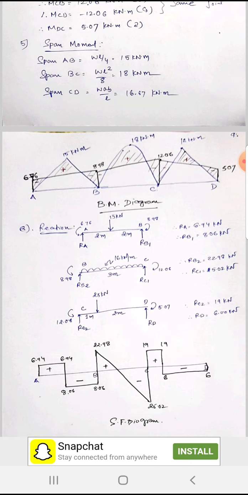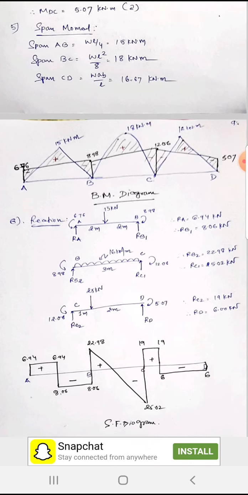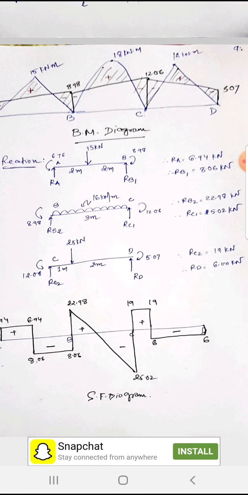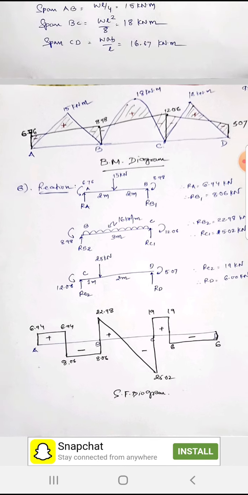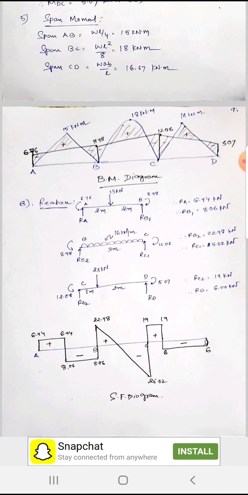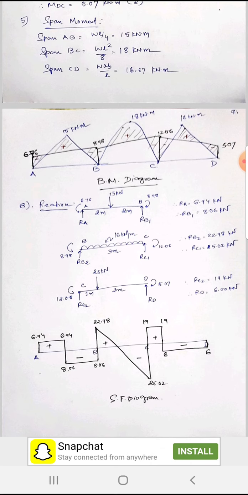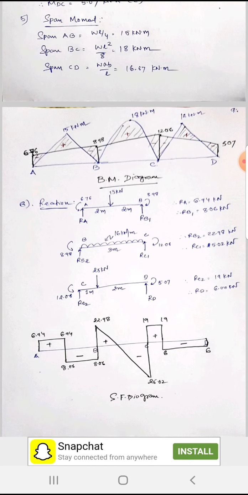In the same way, reactions give the shear force diagram. For 3 spans we get 6 reactions, and with the help of those reactions we can draw this shear force diagram, which is indicated over here. So friends, this method is very simple, and once we get the values of the unknowns, we can find all the support moments and span moments, and we can easily draw the shear force and bending moment diagram.